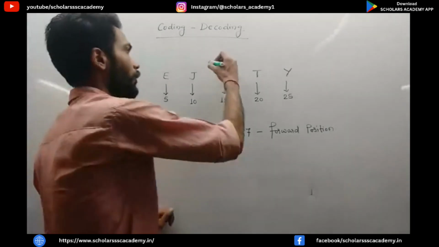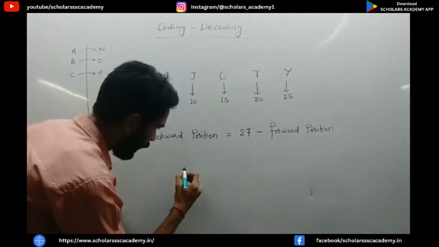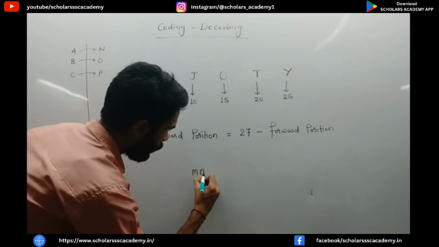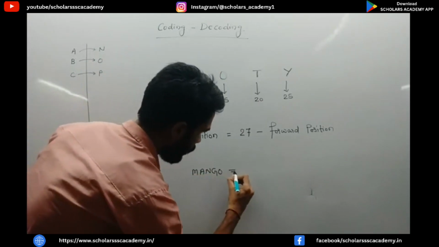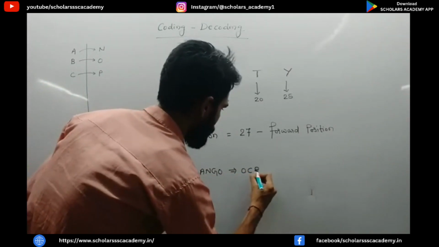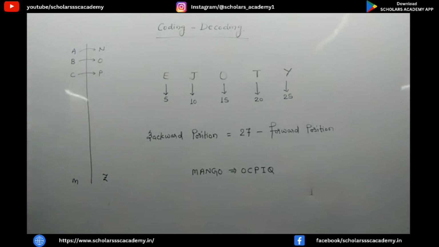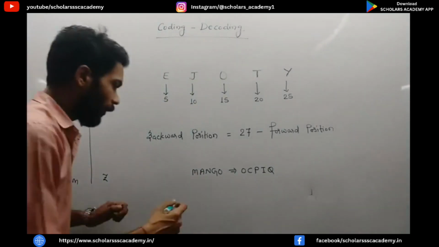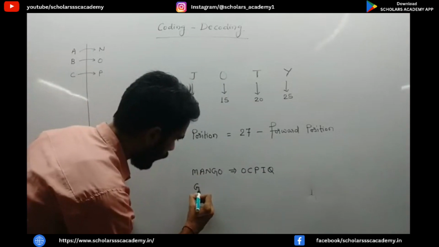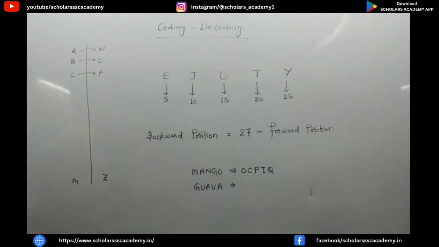First of all, if they are giving you a question with the help of forward position only, where you have to use the forward position, the question will be looking like, if someone writes mango as OCPIQ, then how will you write guava in the same language? In a certain language, mango is written as OCPIQ. So how will you write guava in that language?